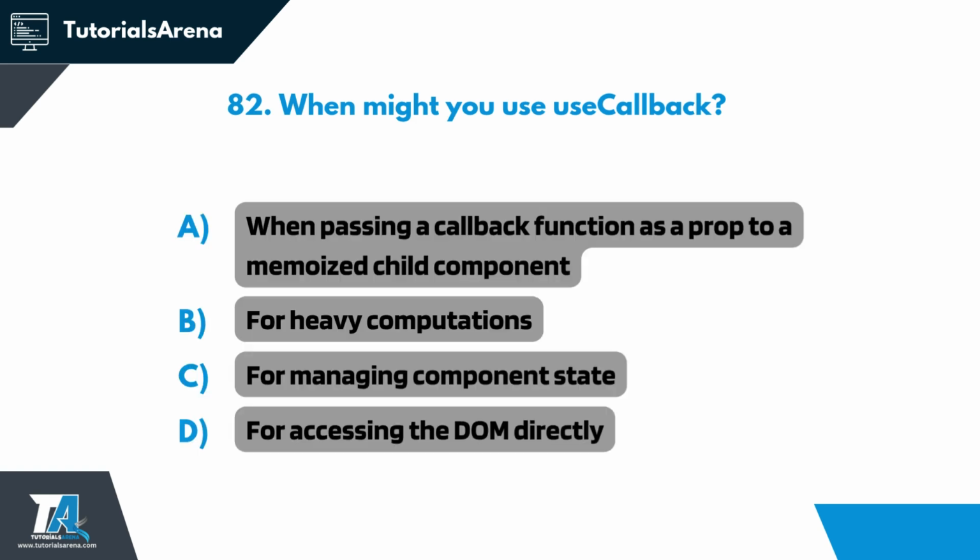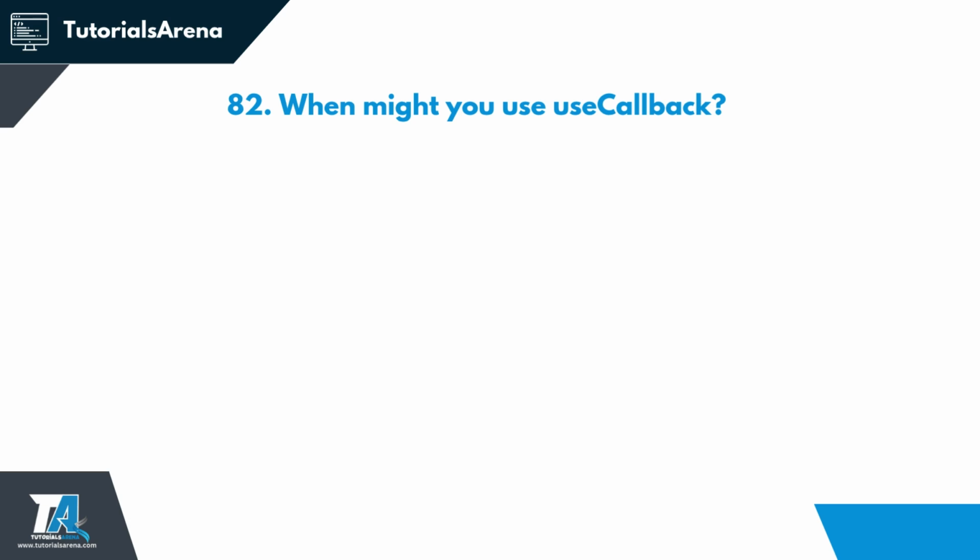Question 82. When might you use useCallback? The options are option A, when passing a callback function as a prop to a memoized child component. Option B, for heavy computations. Option C, for managing component state. Option D, for accessing the DOM directly. The correct answer is option A, when passing a callback function as a prop to a memoized child component. Moving on to the next question.